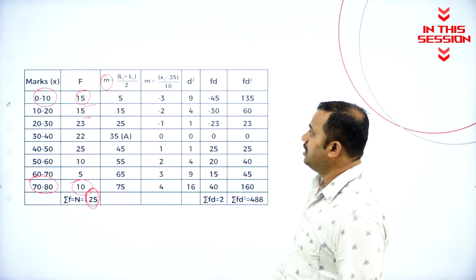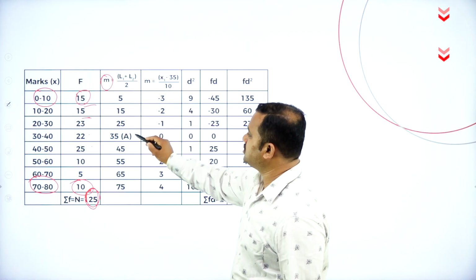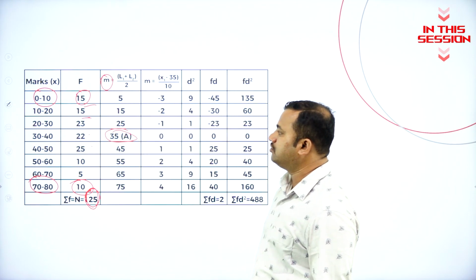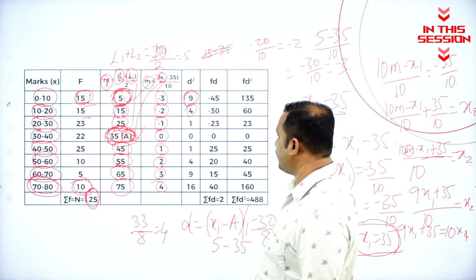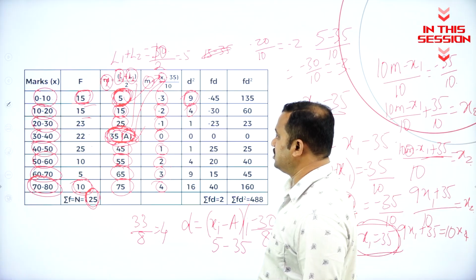What is the value of m? M can be found using this. What is the assumed mean value? How can I find out the assumed mean value? That is 25. We have to find out the value of i as well. How can I find out the value of i? Using the method of this.